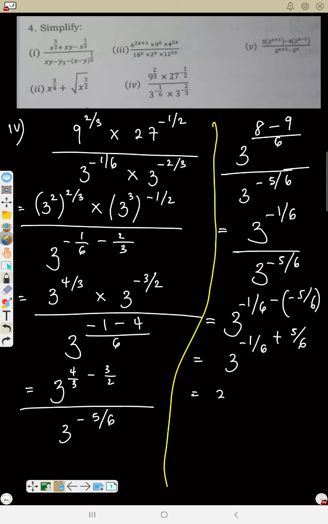Now this will be 3 raised to power LCM is 6. So that will be minus 1 plus 5. So this is 3 raised to power 4 over 6. So this is 3 raised to power 2 over 3, like that. Because 2 here 1, 2 here 3. So this can be our answer.